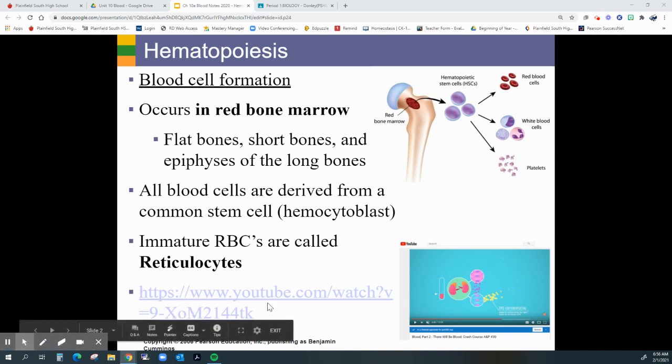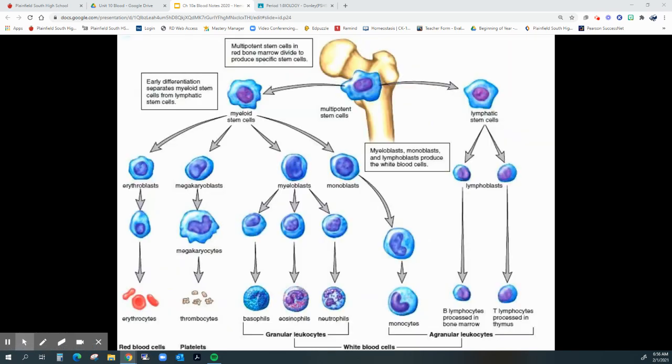I'll post this link along with the lecture. That way you guys can watch that on your own, but it shows the basic process of red blood cell formation. This just shows how those all take off. So they all start off with this multipotent stem cell, right? And then from there, they can either divide and become a myeloid cell or a lymphatic cell. If they become a lymphatic cell, they become a lymphoblast. And then those are going to become the two specific types of white blood cells that we normally see in response to infection, B cells as well as T cells.